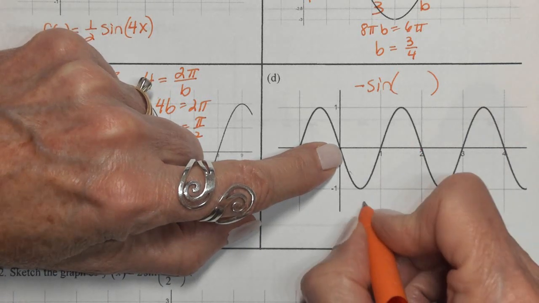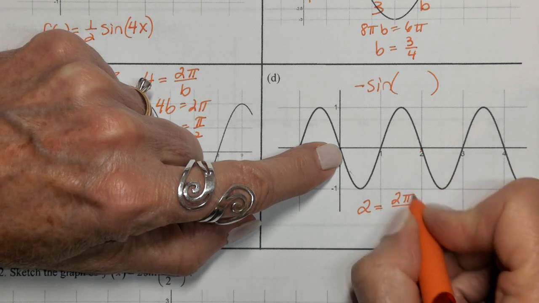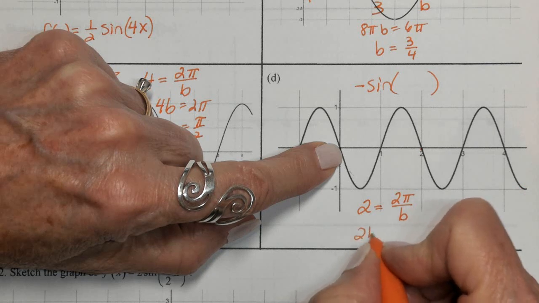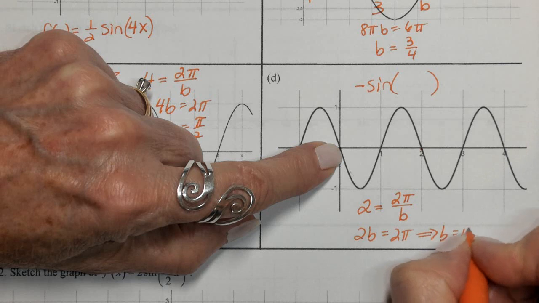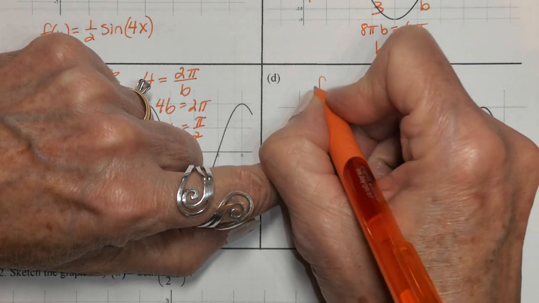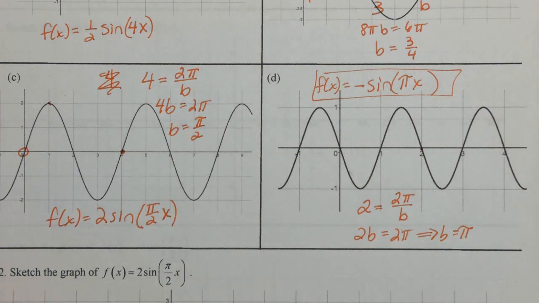The period is 2. I set that equal to the normal period for sine divided by b. So 2b is 2 pi. That means b is pi. So this is pi x. Alrighty.